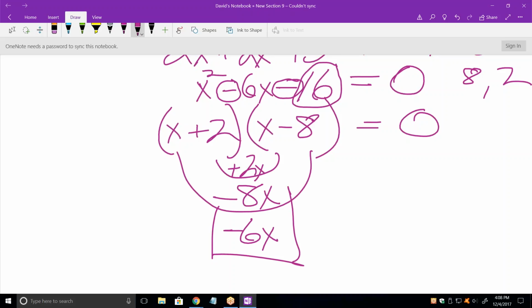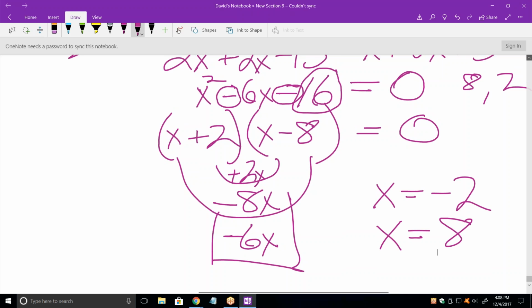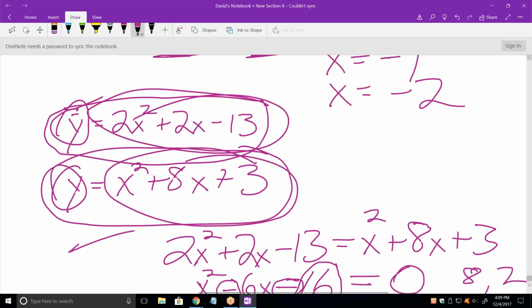Now, what are my solutions? -2 and 8. I think we'll check both of these. I might be wrong about polynomials never producing extraneous solutions. -2 and 8.